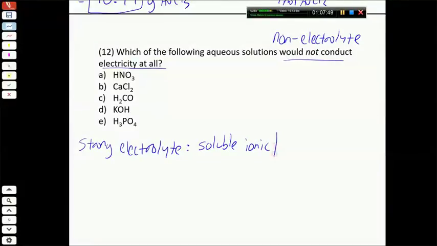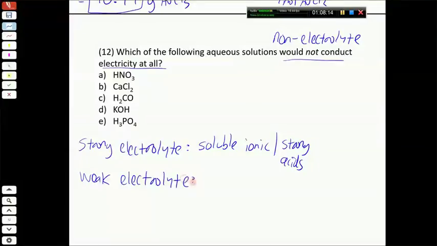And then the other type of compound that behaves very similarly, although it's technically a covalent compound, would be a strong acid. So both of these types of compounds, soluble ionic compounds and strong acids, when they dissolve in water, give strong electrolyte solutions. Then the other one that would also still conduct electricity, but not as well, is a weak electrolyte solution.